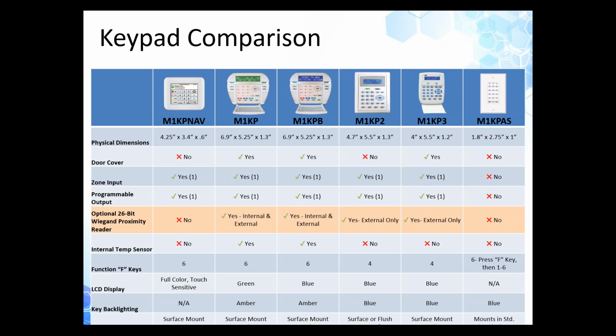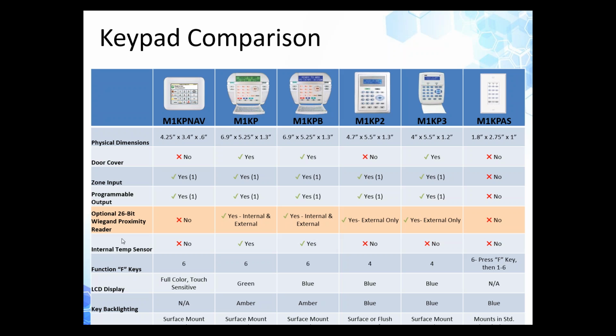And what I have is a keypad comparison chart here, and this is the keypads that we offer with the M1 system. We have our M1 KP Navigator. We have our M1 KP. This is the original keypad. We have our KPB, difference being the blue screen versus the green screen. A KP2 keypad, KP3, and then our arming station.